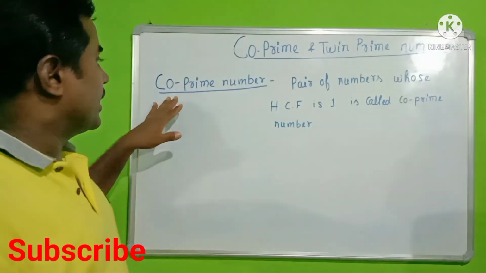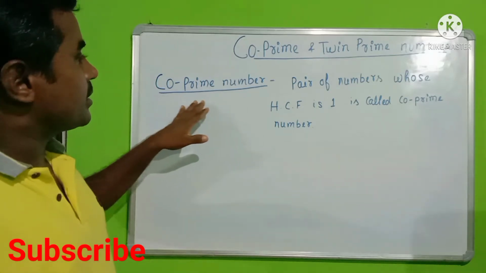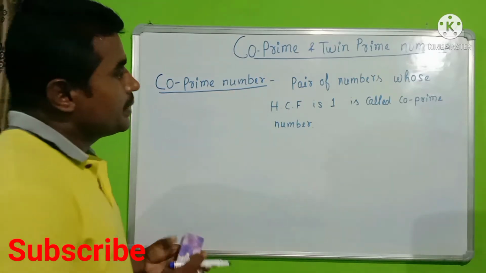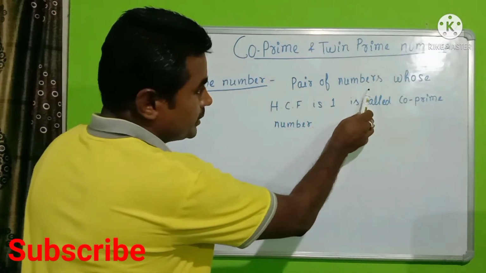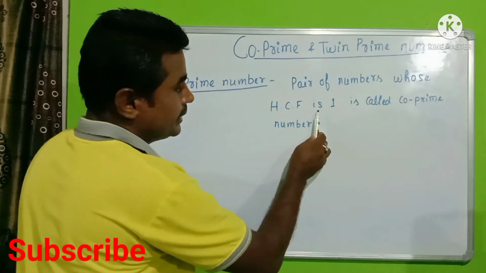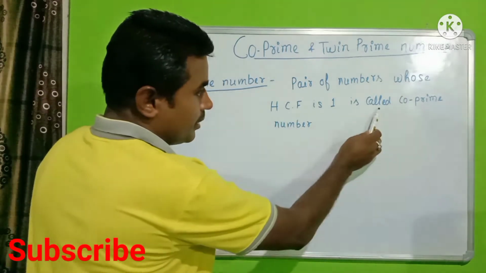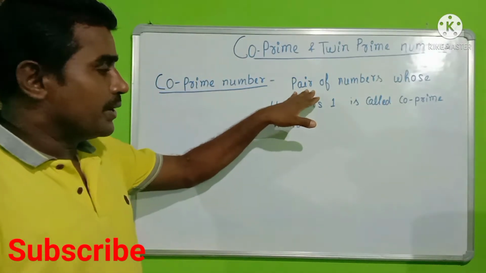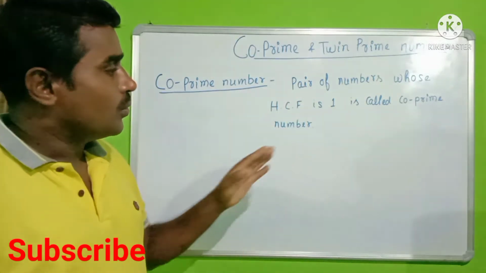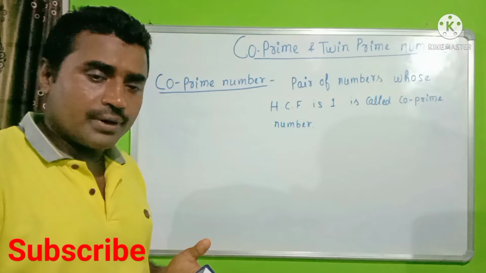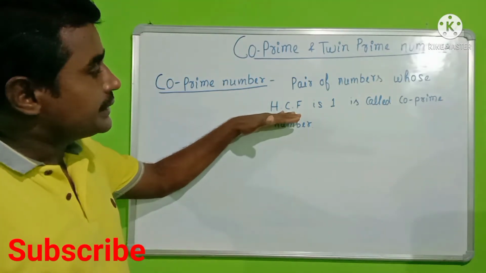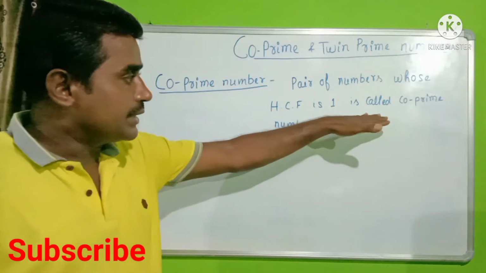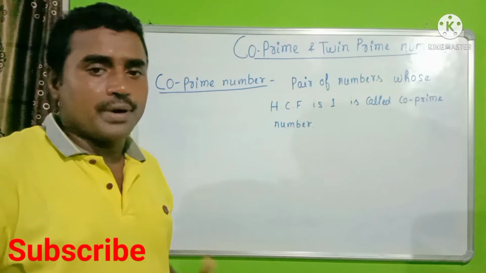So student, here you observe, I write a definition of coprime number. In the definition of coprime number, we get pair of numbers whose HCF is 1 is called coprime number. That means we have two numbers. We have to check whether they are coprime or not. First, we find the HCF of both the numbers. If the HCF is 1, then we say our pair of number is coprime.